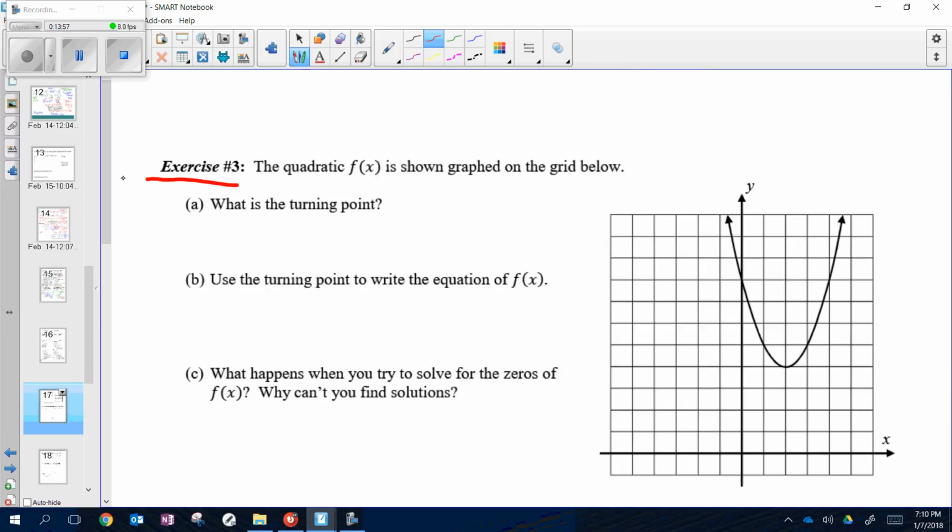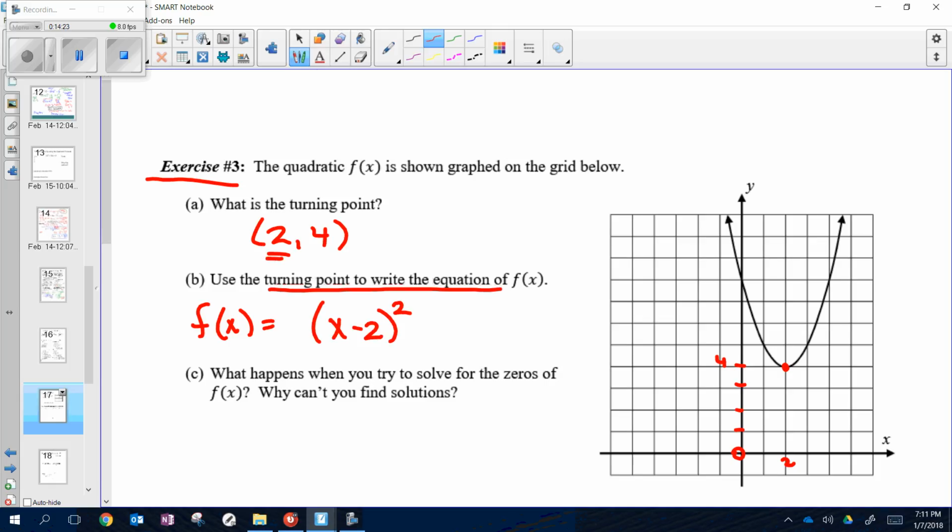In exercise 3 on the next page, the quadratic function is shown in the graph. It wants to know what the turning point is, so go to the origin and count it out. 1, 2, 1, 2, 3, 4. So the turning point is at 2, 4. And use the turning point to write the equation means they want you to do vertex form. So change the sign on the x, put your square, because it's a quadratic equation, I can tell by the shape of the graph, plus 4.